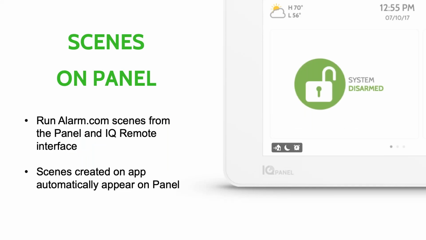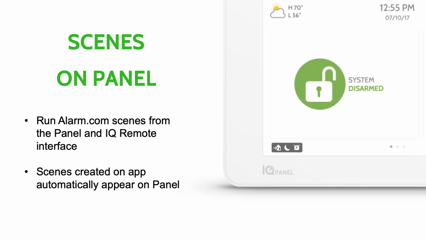Another thing we've added through feedback on the panel is scenes. For those of you that aren't familiar with scenes, this is something that normally Alarm.com has had, and it's something you set up through Alarm.com. But it's made it so on your app, you can just say, oh, it's nighttime, I want to set nighttime mode. And when you hit the nighttime mode, scenes happen.